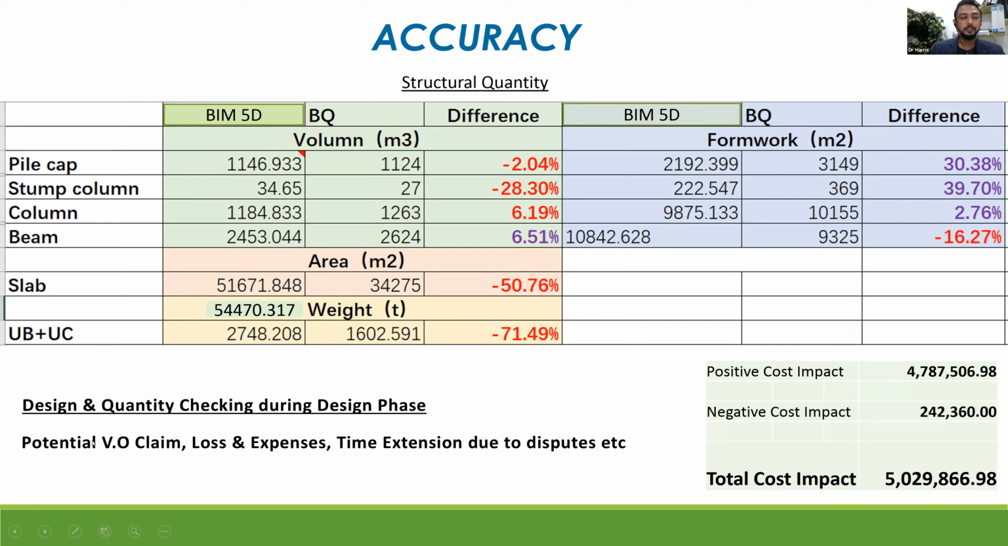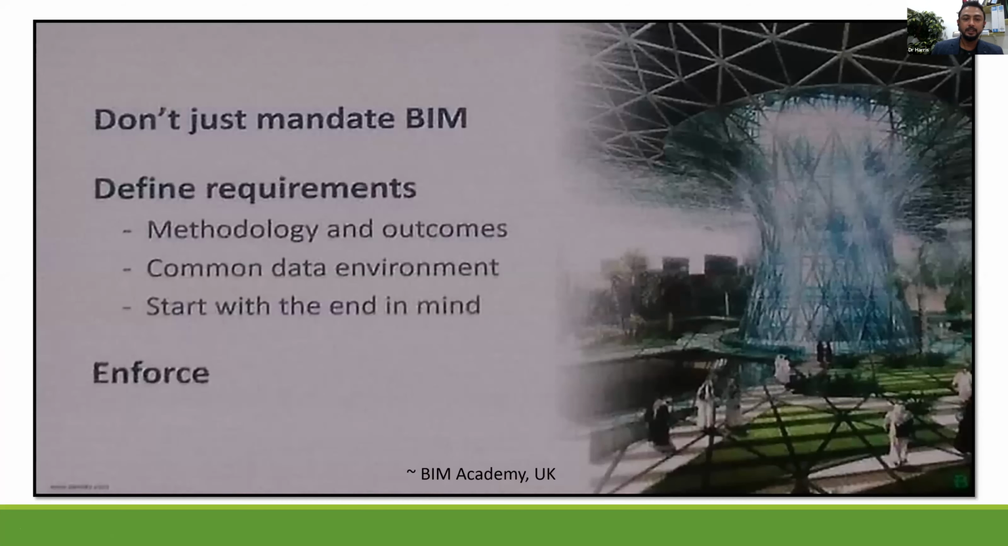design quantity check during design phase, potential VO claim, loss and expend time due to dispute and so on, up to 5 million. Positive cost impact 4 million and negative cost impact 2 million. So we have a cost impact up to 5 million because of the quantity in the BQ and the 5D BIM. We got all the difference. You see the error up to 71%. This is 50% slab errors. So all this error between manual and 5D BIM give you the cost impact of 5 million.